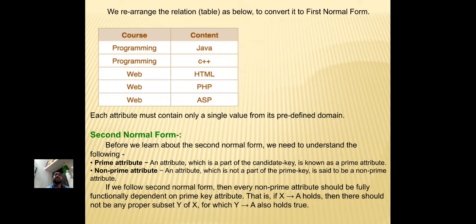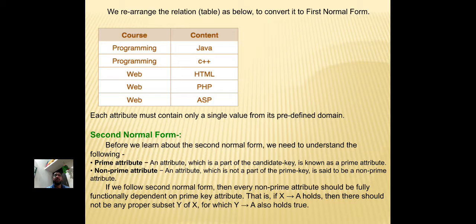We rearrange the relation as below to convert it to first normal form. First is course and second is contents: Programming Java, Programming C++, Web HTML, Web PHP, Web ASP. Each attribute must contain only a single value from its predefined domain.